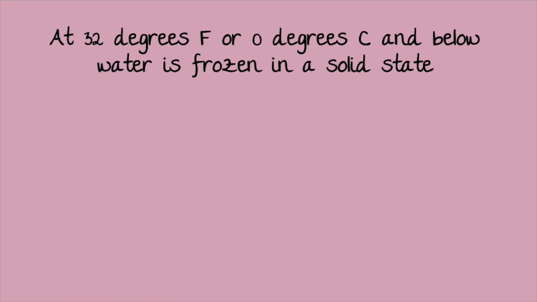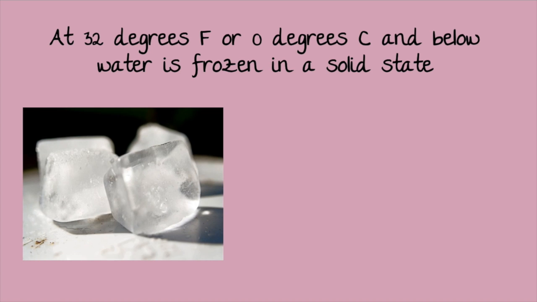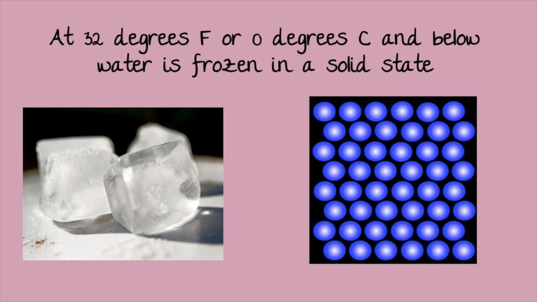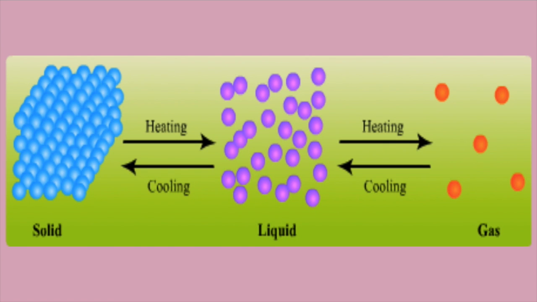At 32 degrees Fahrenheit, or 0 degrees Celsius, and below, water is frozen in a solid state. This would look like ice. Within this ice, the atoms are very tightly bound and moving slowly. When you add heat, however, these solid atoms become farther apart and start moving faster and become a liquid.